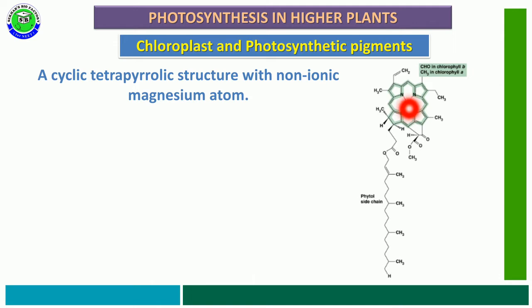So a cyclic tetrapyrrole structure consists of one central atom. It is a non-ionic magnesium atom.